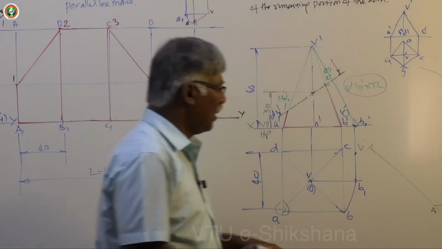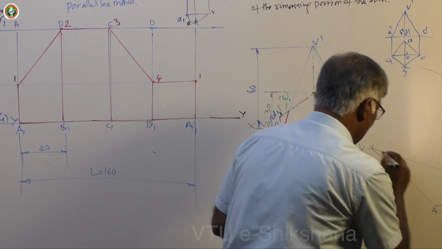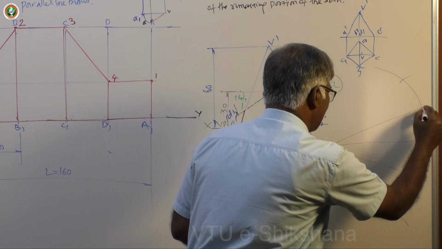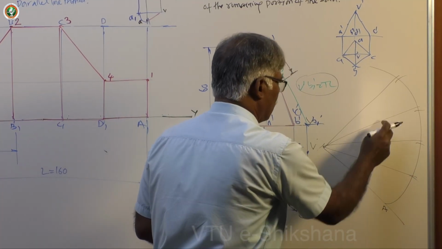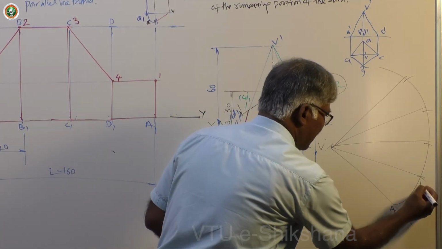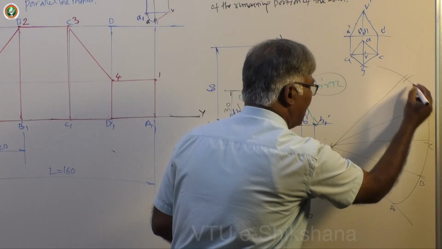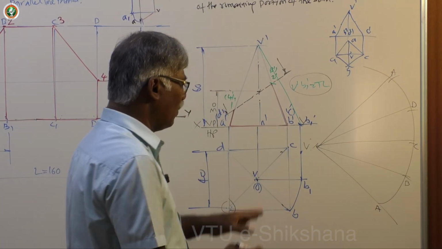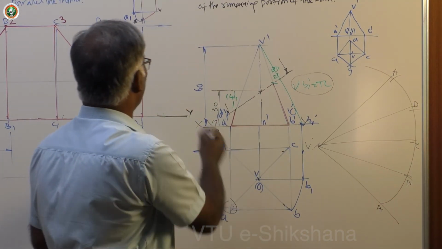Okay, now join these lines with very light lines: 1, 2, 3, 4, fine. Now I name this as B, this is C, D, A. Now you can ask me why I took it in this way vertically. Now I can take it like this also.